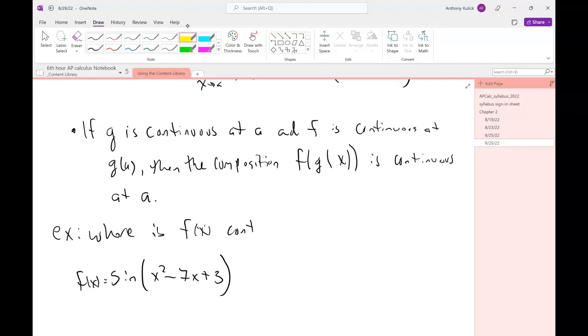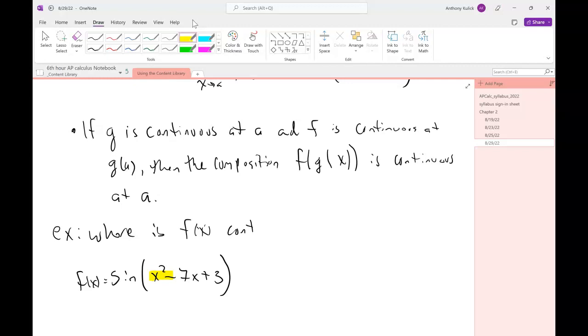Bless you. So let's take a look at this one where we have sine of x squared minus 7x plus 3 and ask, where is it continuous? Where is the inside continuous? X squared minus 7x plus 3, where's that continuous? All real numbers. Great. Why? Because it's a polynomial. Excellent. Okay. So what is the range for that polynomial? The y-coordinate of the vertex to positive infinity. Right.